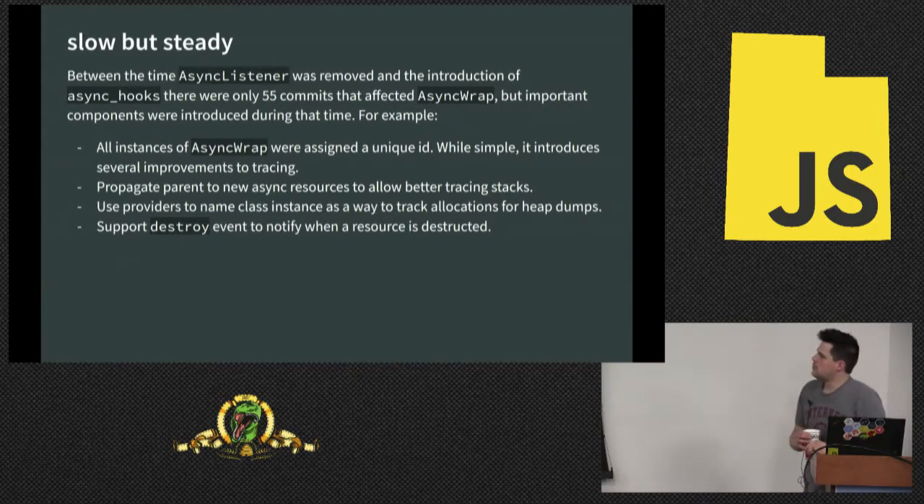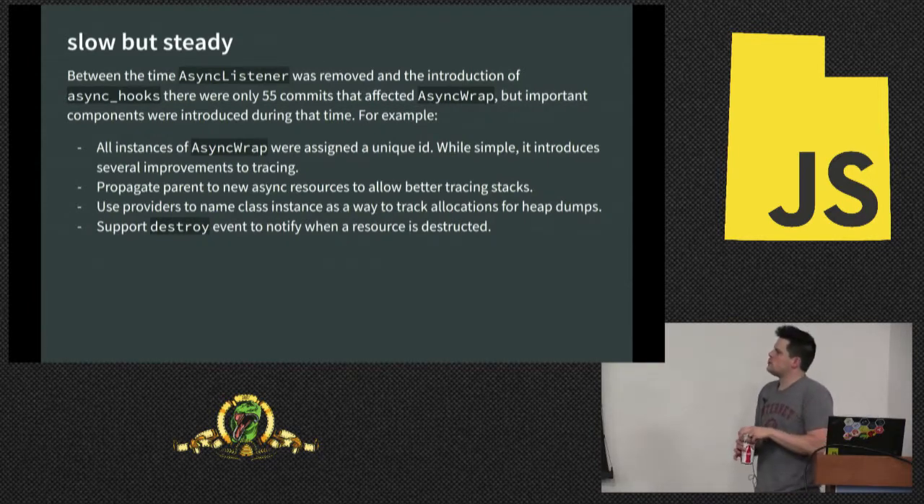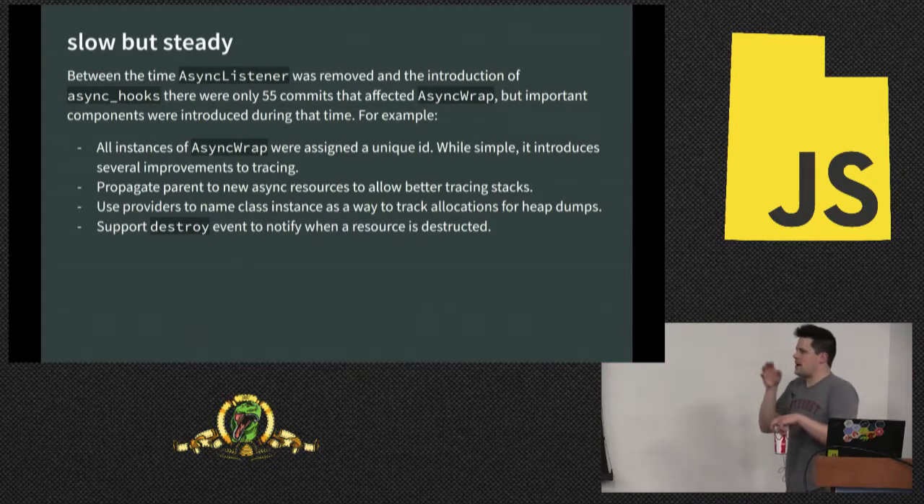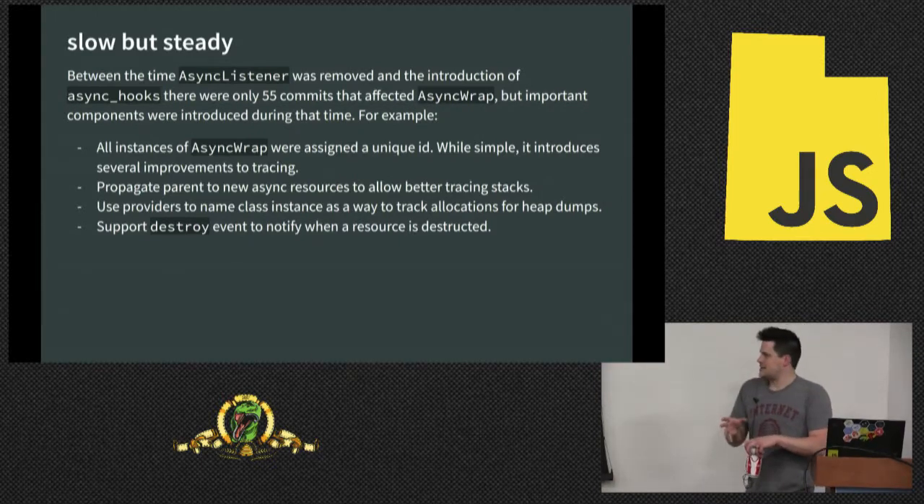Okay, so between when AsyncListener was removed and the introduction of AsyncHooks, there were only 55 commits on async wrap, but all of those were really well thought out, very intentional commits. I cannot express to you how difficult it's been to create an API that touches basically everything and affects nothing in a negative way. And so everything has been meticulous and well tested.